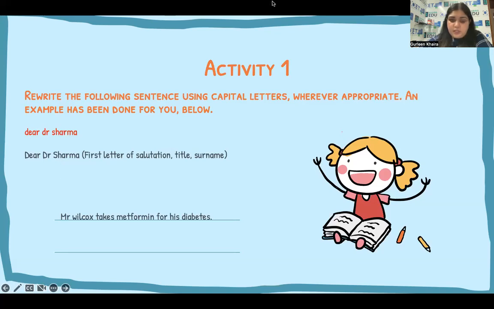Now I want you to correct this, and it's a very easy activity. Mr. Wilcox takes metformin for his diabetes. If you feel there is some error of capitalization, please correct it and type your answer in the chat box.